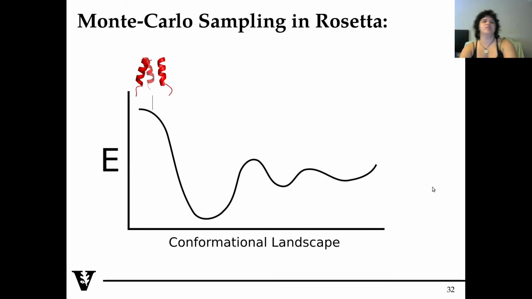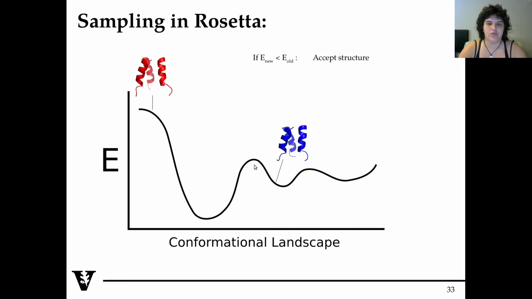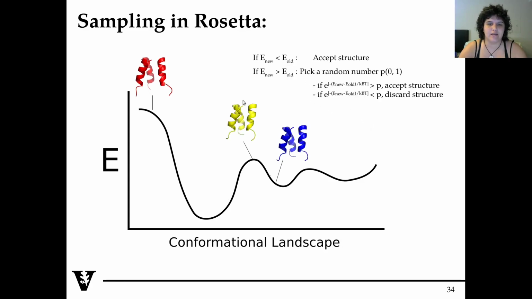So the next topic I want to discuss with you is the Monte Carlo sampling in Rosetta, because this is really important for the conformational landscape. So let's say that you have a first model that has an associated energy up here. Then you do a second model that has a lower energy, that is what Rosetta wants. So the Monte Carlo sampling will calculate that the new energy is lower than the old one, so we'll accept the structure. But let's say that then we add a third model that has higher energy compared to the old one, that is the blue one.